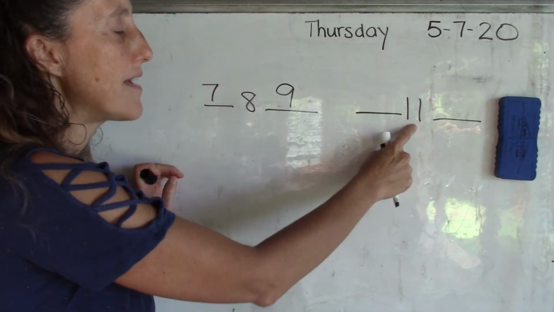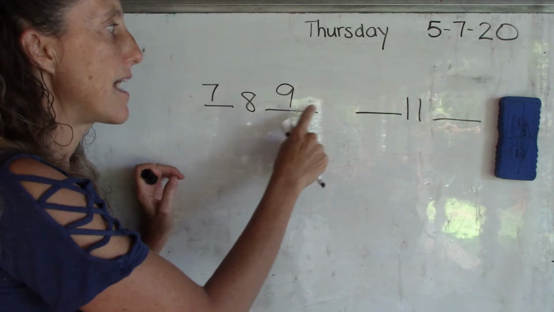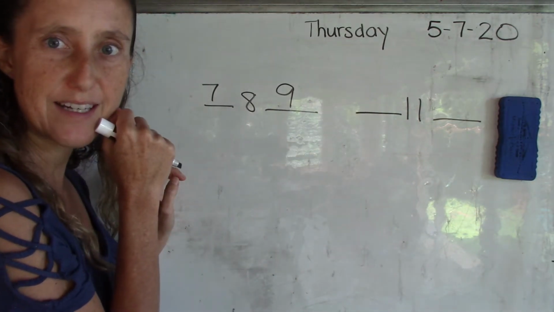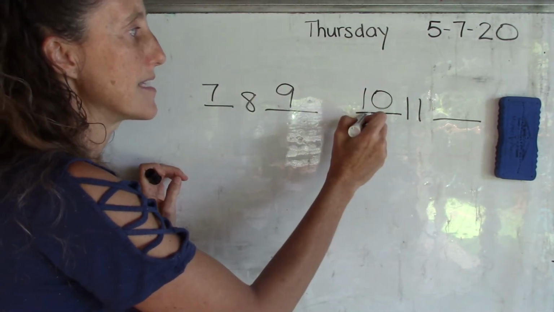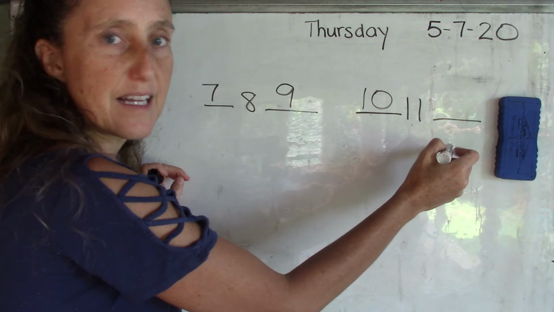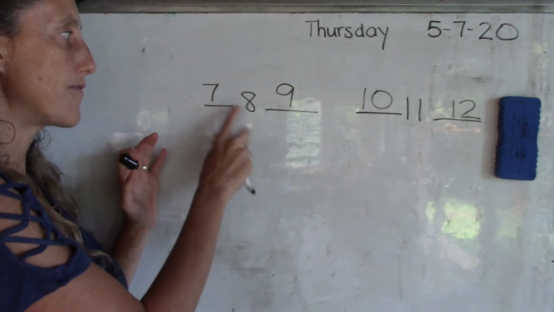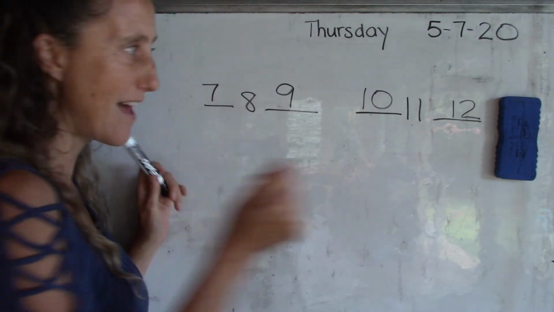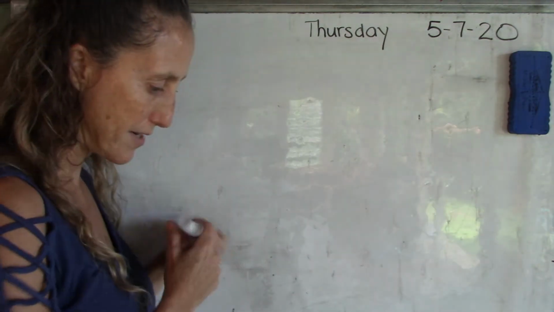Okay, how about 11? We're going to see what number comes before 11. Let's keep counting. 8, 9, 10, 11. What came right before 11? 10. And what comes after 11? 10, 11, 12. That's right. So you're just going to write the number that comes before that number and what comes after that number. So not too hard. You've already done that, right? It's just like counting. You're all so good at counting.